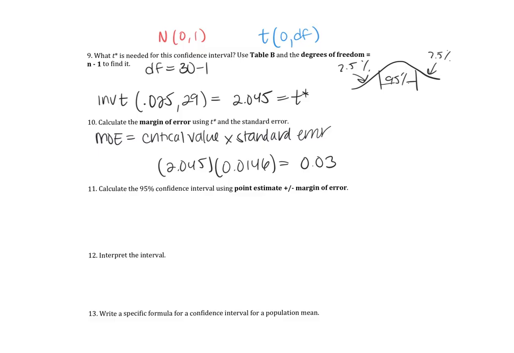Let's calculate that confidence interval. So we're going to take our point estimate from the front side, which was 11.19, that sample mean, plus or minus our margin of error, 0.03, and our confidence interval is 11.16 to 11.22.